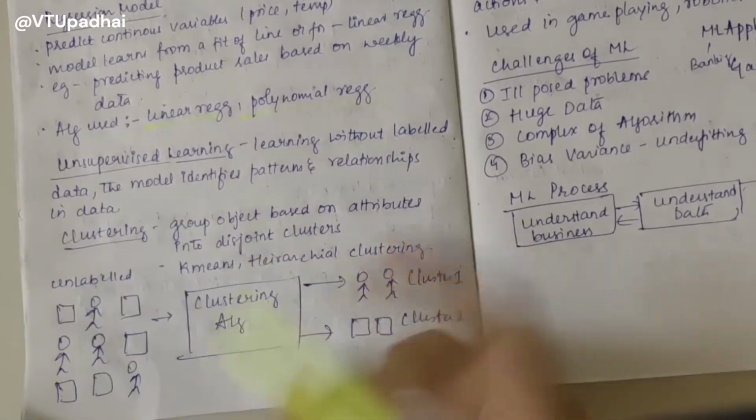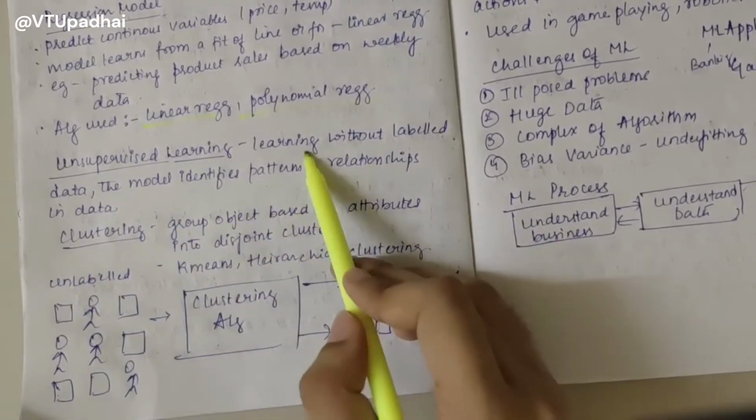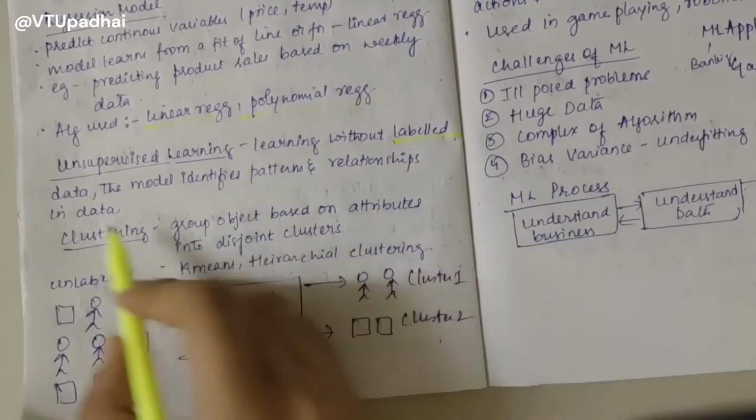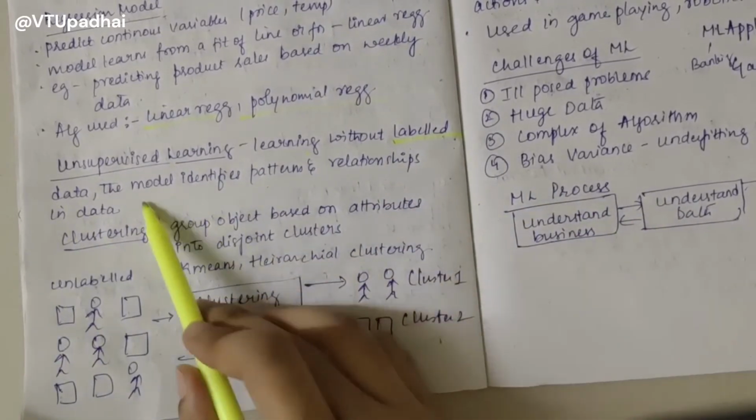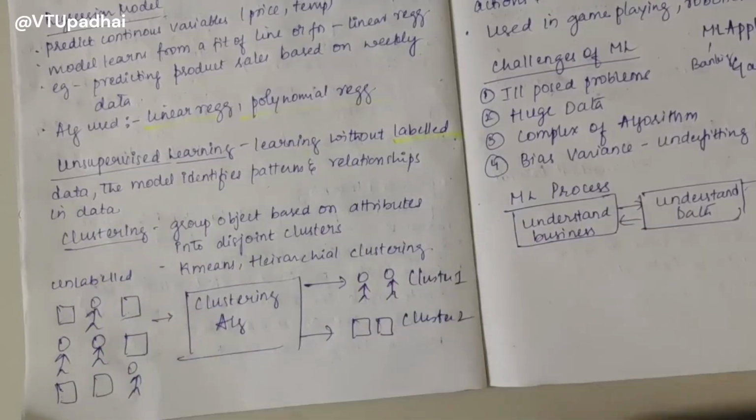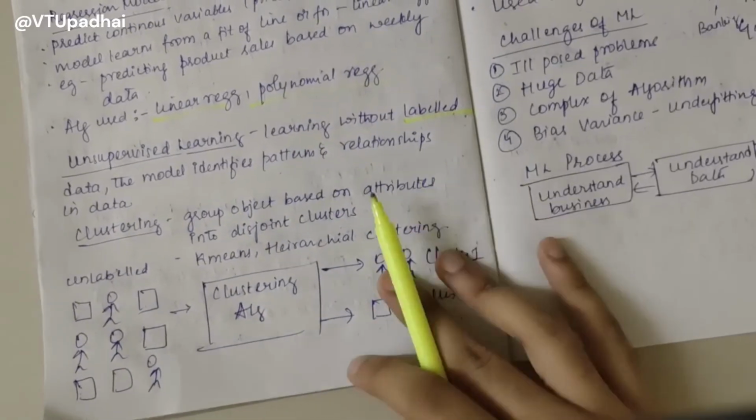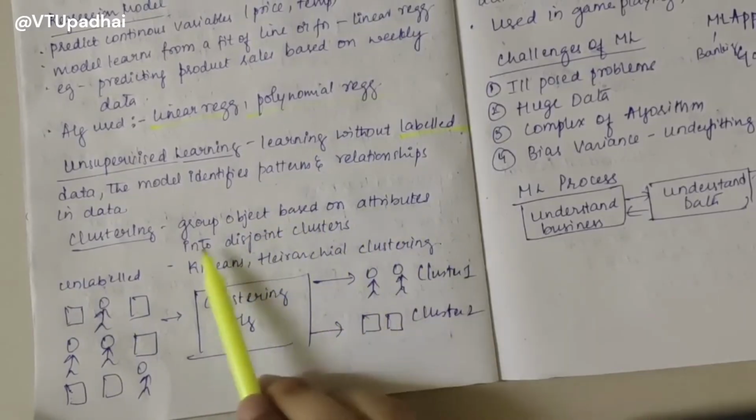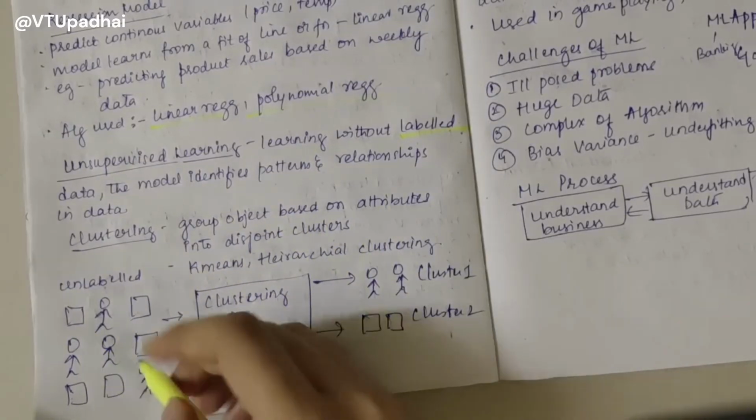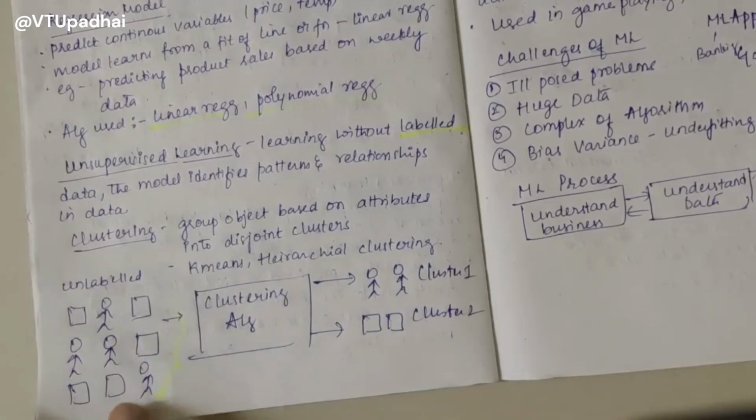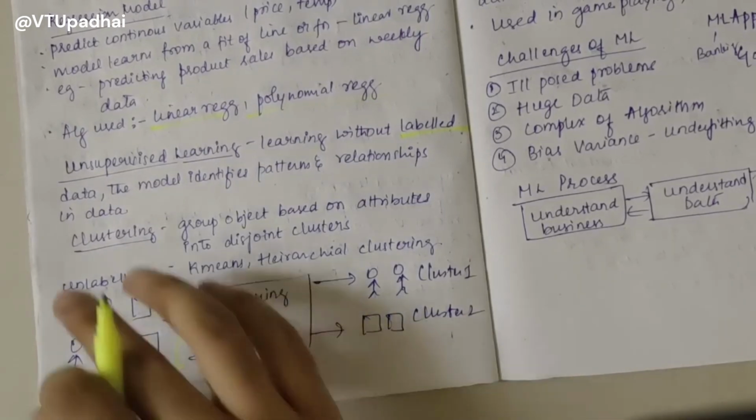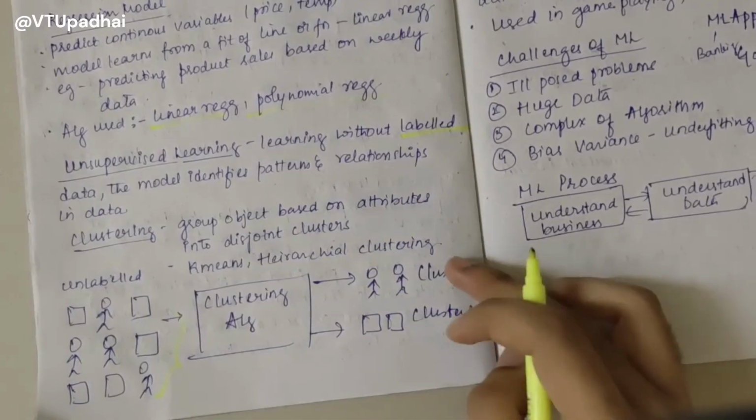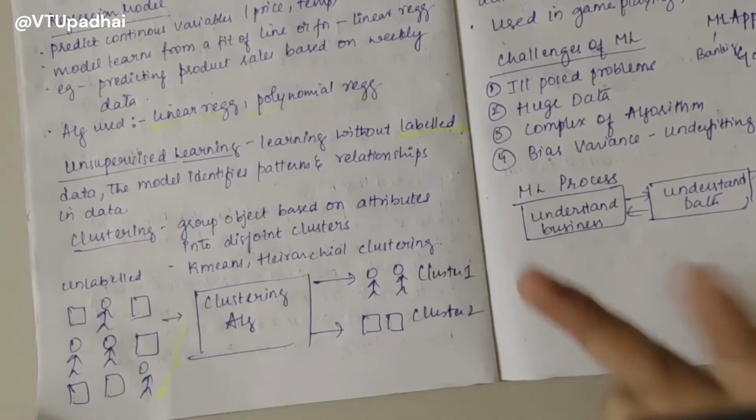Now looking into the unsupervised part. Unsupervised learning is learning without labeled data, that is, unlabeled data. The model identifies patterns and relationships in the data. Firstly, we have clustering. Clustering groups objects based on attributes into disjoint clusters. You took the unlabeled data comprising boxes and humans, and through the clustering algorithms, it was divided or clustered into 2 parts.